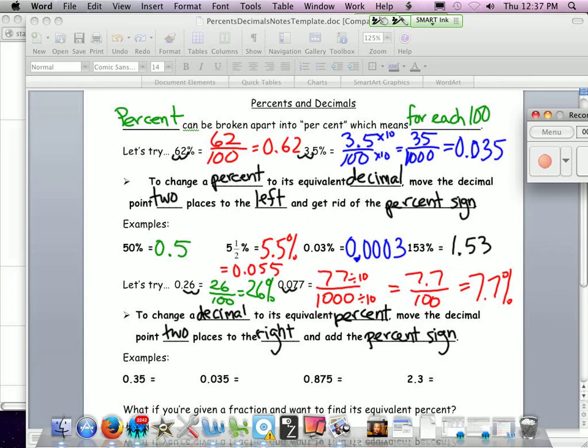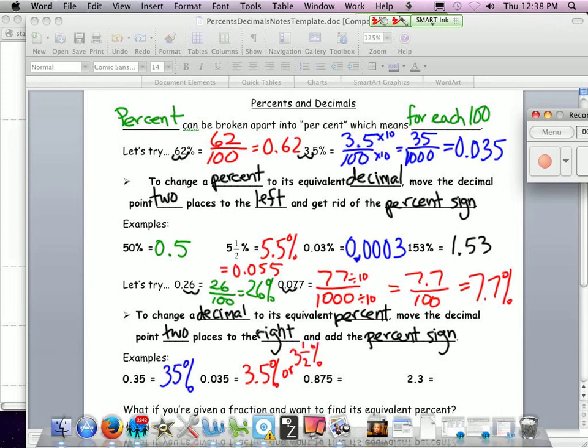So 0.35 is the same as what percent? 0.35, ma'am. 35%. As opposed to 0.035. Swoop, swoop. To what percent, sir? 3.5%. Some people would write that as what? What's another way to write 3.5%? Yes, ma'am? Or 3.5%. So if it didn't specify, I would take either one.